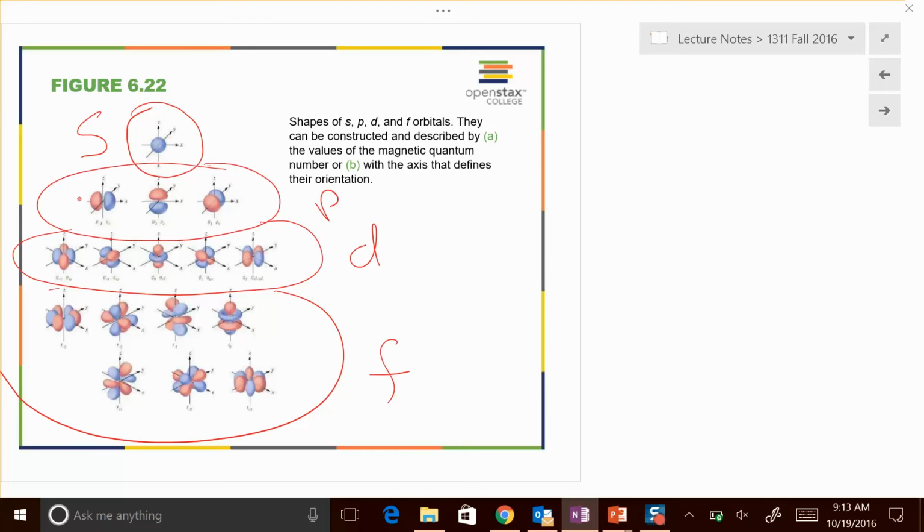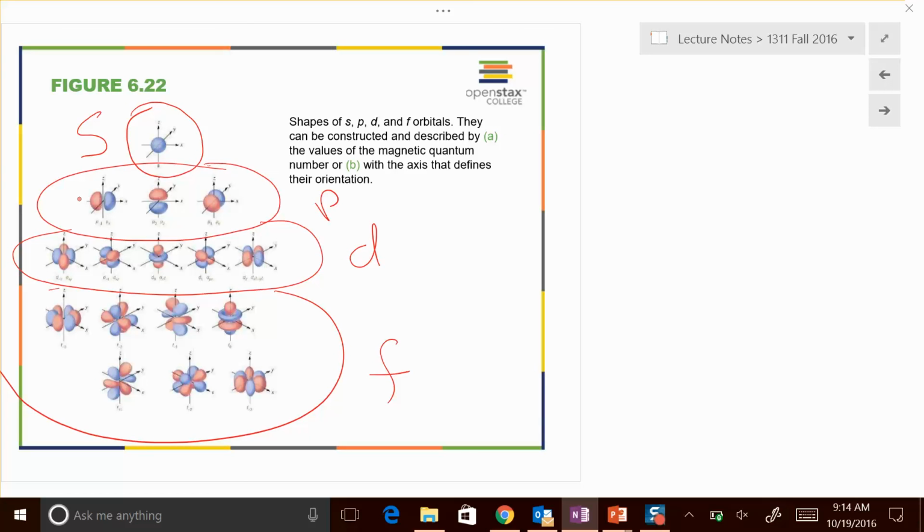The F sub-energy level. Here's F. How many orbitals are in the F sub-energy level? 7. How many electrons are found in the F? 7 times 2, 14. Yeah, there's 15 here. That's because they took one down from here. So one of these belongs up here. These two belong right here. So there's 14 electrons in the F.